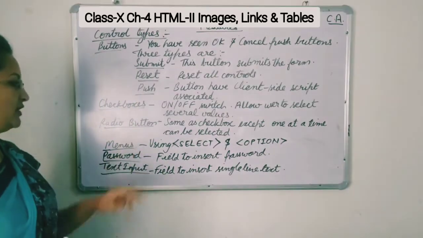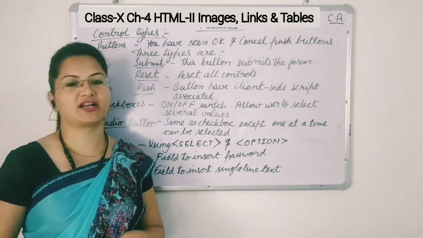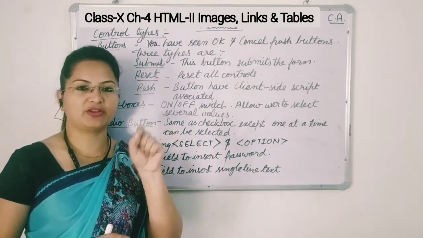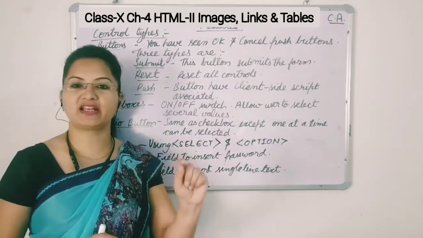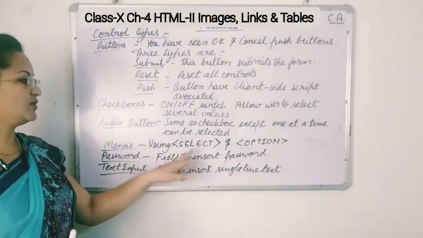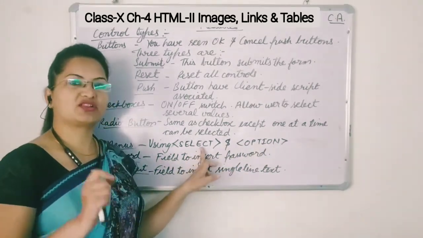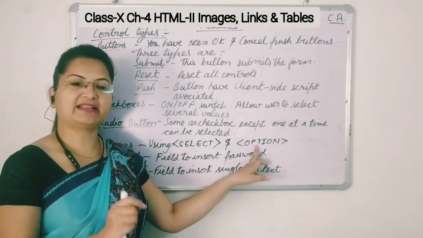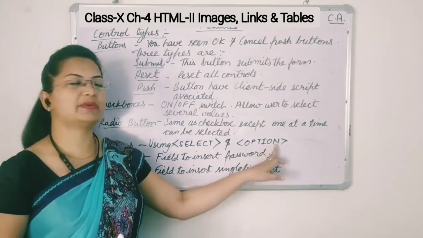Now menus. You might have seen menus while selecting a city, state or country. When we click on the arrow, a drop-down menu appears. There is a list of cities or states and we have to select any one state or city. At that time we can use the select and option tags. The select tag is used to start the menu, and the various list items inside the select are written in option tags. Every city will be written in an option.